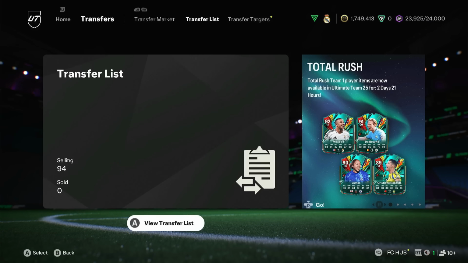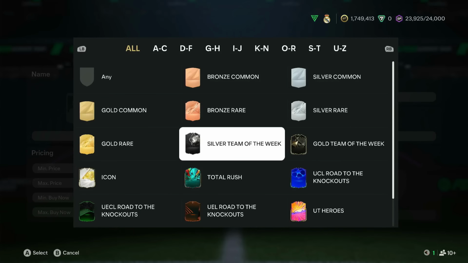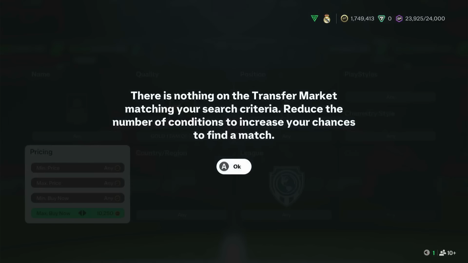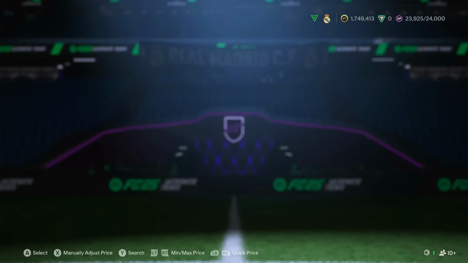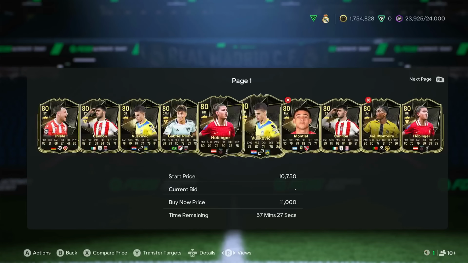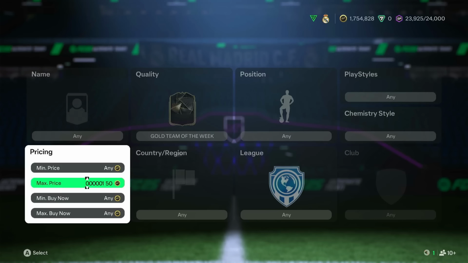And the final thing I do want to talk about in today's video, maybe a potential investment, but most of it would be a lazy selling way to make really, really nice and easy passive coins. So it's trading with Team of the Week cards. You can see in the background, Team of the Weeks are literally selling instant at 11,000 coins. So what do you have to do? I'm going to give you a filter right now.